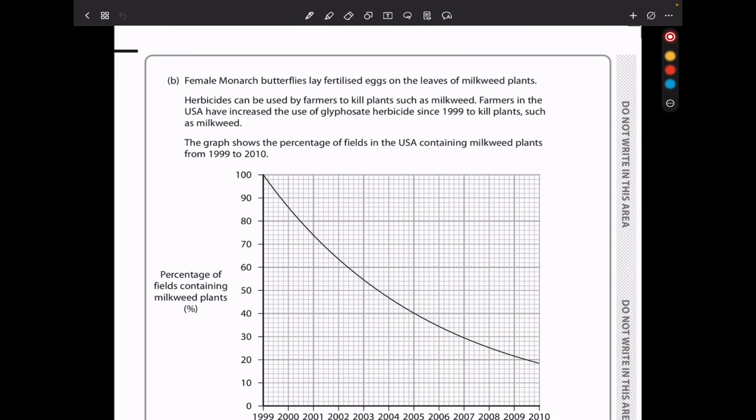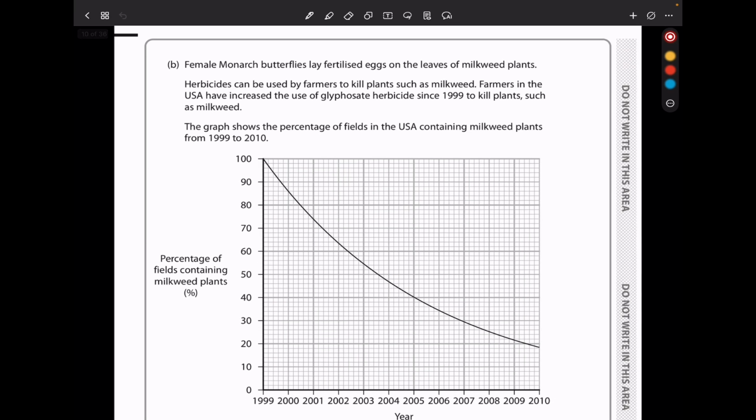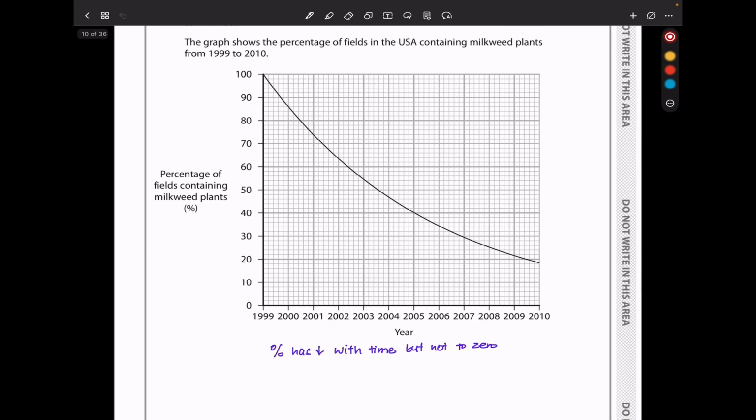In part B, female monarch butterflies lay fertilized eggs on the leaves of milkweed plants. Herbicides can be used by farmers to kill plants such as milkweed. Farmers in the USA have increased the use of glyphosate herbicide since 1999 to kill plants such as milkweed. The graph shows the percentage of fields in the USA containing milkweed plants from 1999 to 2010. So on the vertical axis, we have the percentage of fields containing the milkweed plants, and on the horizontal axis, we have the time in years.